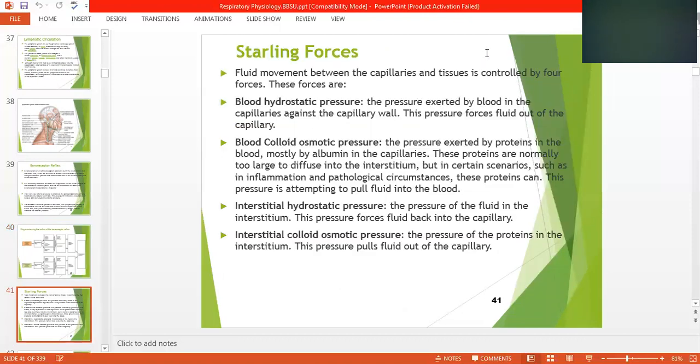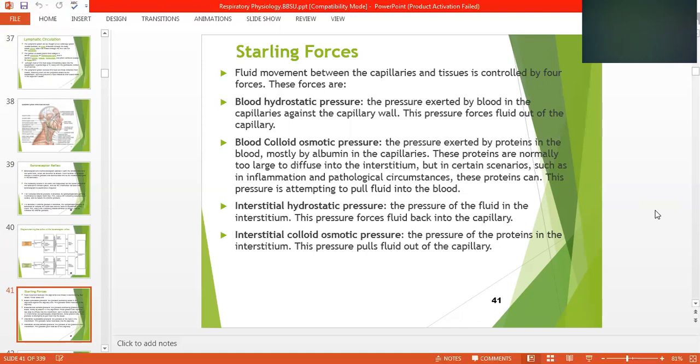Starling forces. Fluid movement between the capillaries and tissues is controlled by four forces.